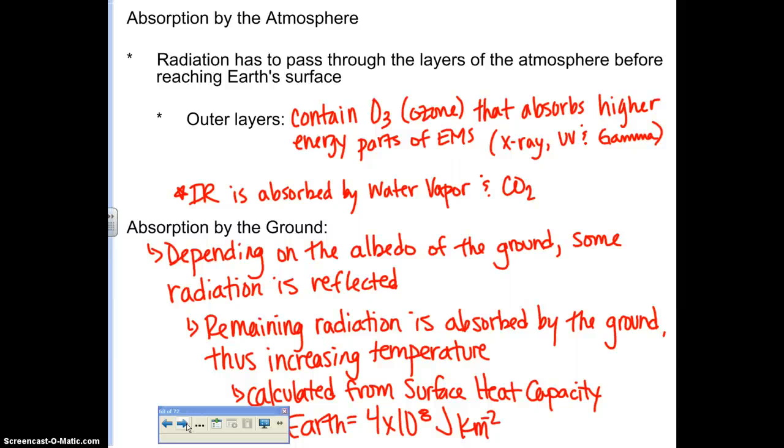And this is depending on the albedo of the ground. Some radiation is reflected, right? Snow, for instance, versus the floor of the rainforest. Remaining radiation is absorbed by the ground, thus increasing the temperature, which is calculated from surface heat capacity. Surface heat capacity here on Earth is 4 times 10 to the 8th joules per kilometer squared.